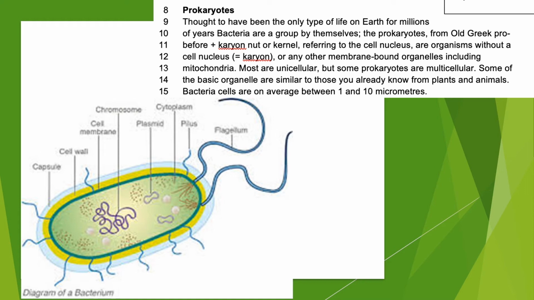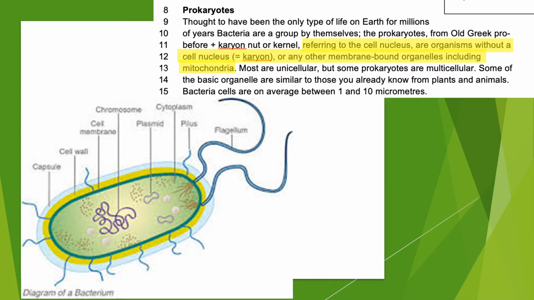So the word prokaryote sounds a lot like eukaryote, but prokaryotes are basically organisms that don't have a cell nucleus. That's the part I'm going to have you highlight here on lines 11 and 12. The biggest difference between prokaryotes and eukaryotes is that the nucleus is not going to be inside of a membrane. So you don't see on the diagram here that there's any nucleus, right?